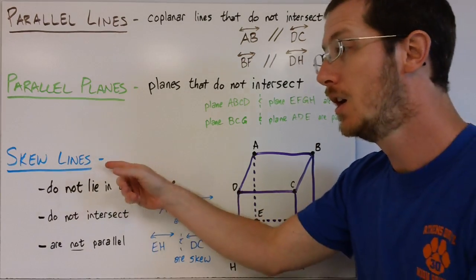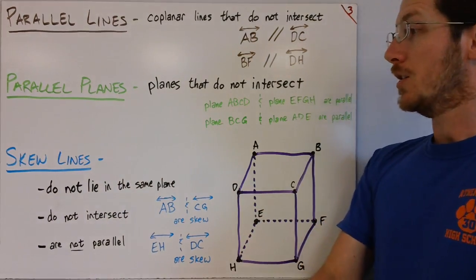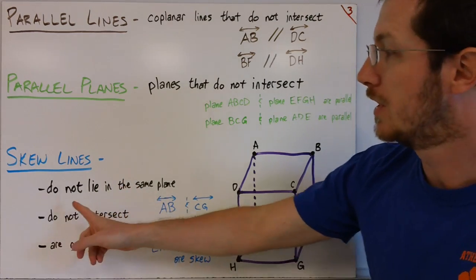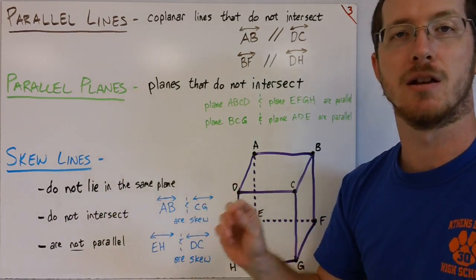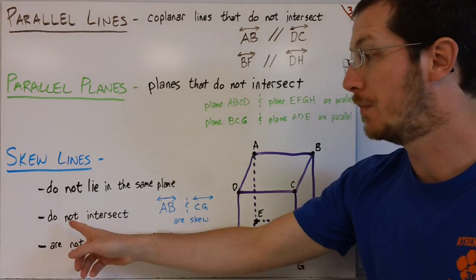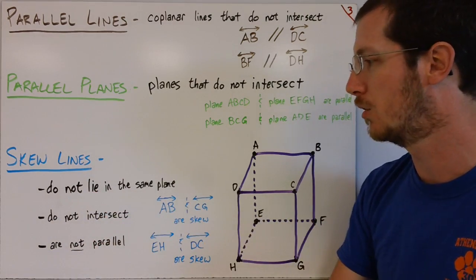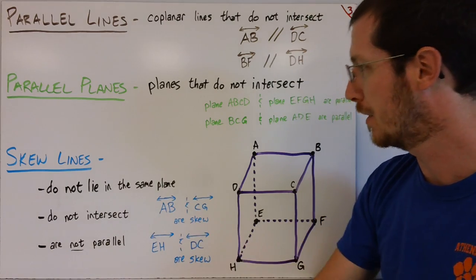Okay, our last term, skew lines. Skew lines have two important characteristics. First one, they do not lie in the same plane, so they are non-coplanar. They also do not intersect, so they're similar to parallel lines, but they're non-coplanar. They're not parallel, we call them skew.